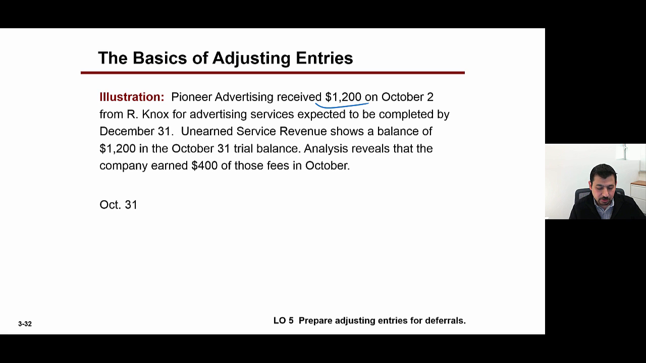By the end of the month, the analysis shows that the company has actually earned $400 of those amounts. So now what happened to the liability? The liability has decreased from $1,200 to $800. Basically, it has decreased by $400. And when liabilities decrease, we debit unearned service revenue, which is the liability, $400, and this is the amount that the company has earned as service revenue because they have already provided those services.